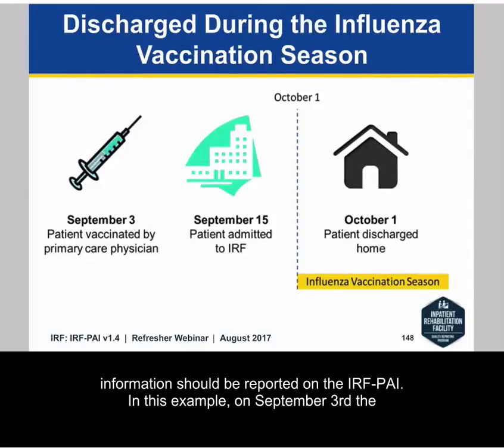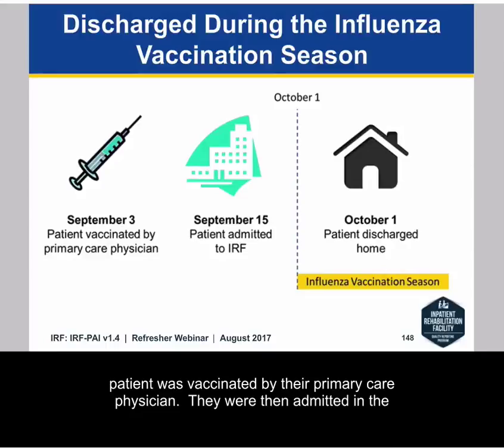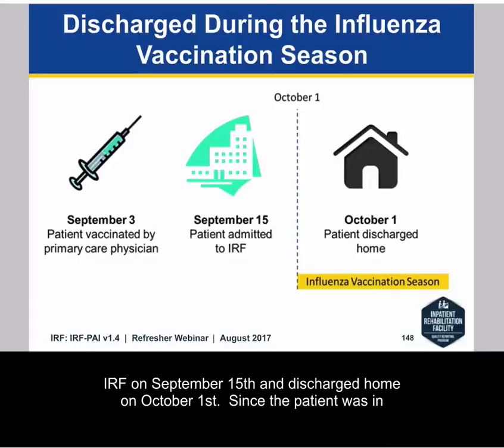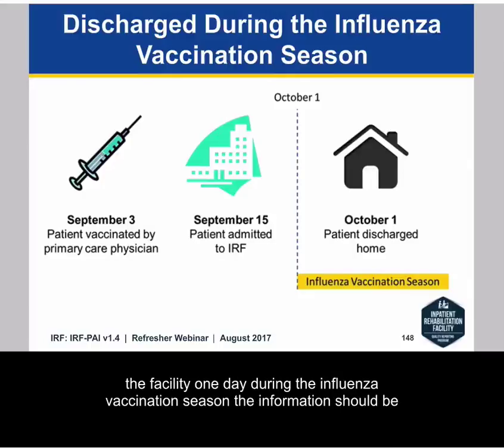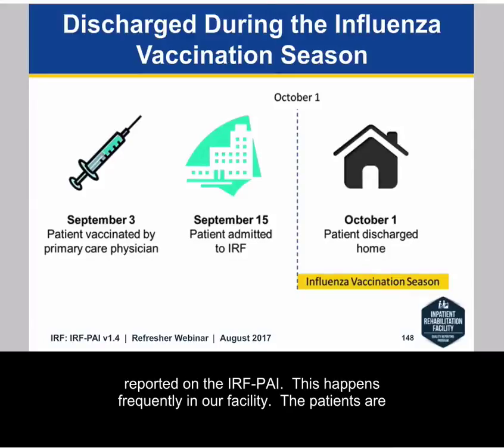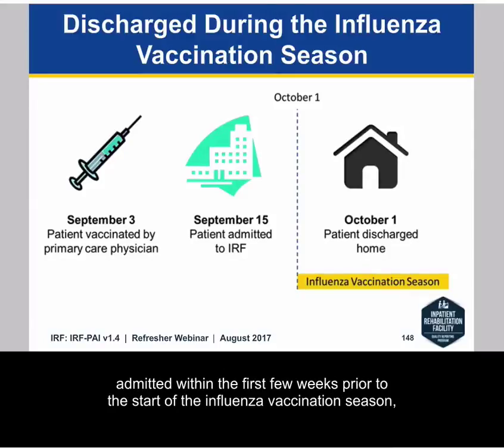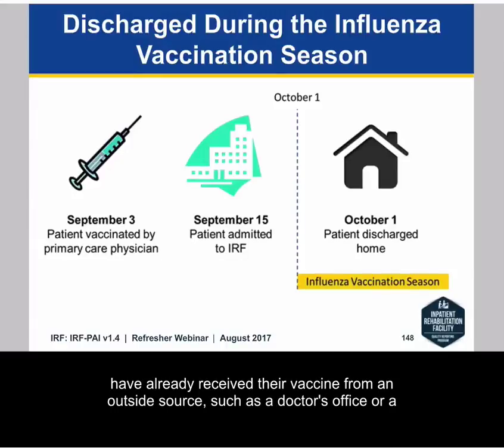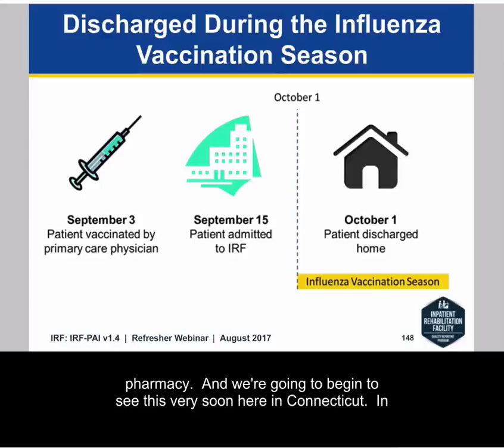In this example, on September 3rd, the patient was vaccinated by their primary care physician. They were then admitted to the IRF on September 15th and discharged home on October 1st. Since the patient was in the facility 1 day during the influenza vaccination season, the information should be reported on the IRF-PAI. This happens frequently in our facility, that patients are admitted within the first few weeks prior to the start of the influenza vaccination season, have already received their vaccine from an outside source, such as a doctor's office or a pharmacy. And we're going to begin to see this very soon here in Connecticut.